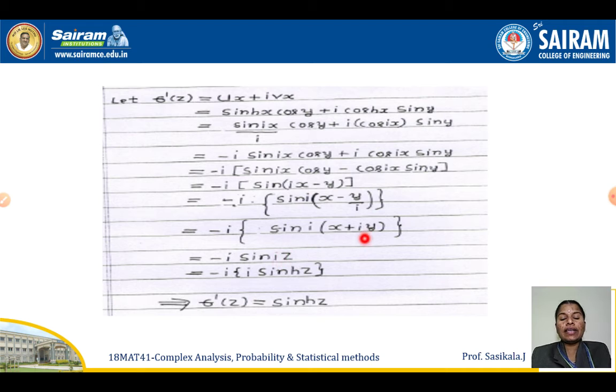So sin of iz can be written as i sinh z. So i into i will be minus 1, minus into minus will go plus. So I will get f dash is sinh z.